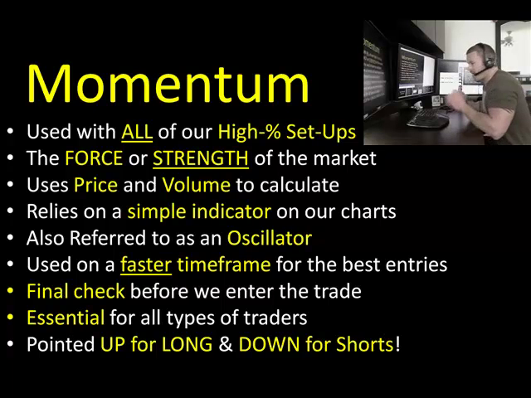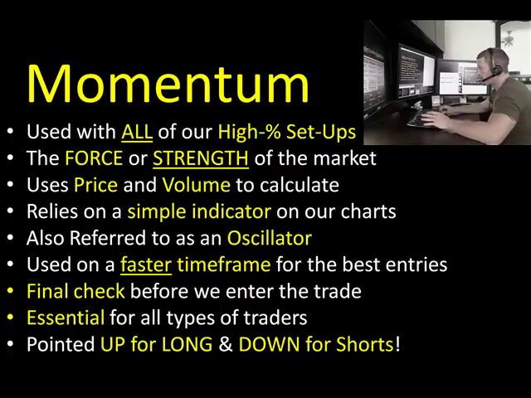And it's a final check before we enter a trade. It's essential for all types of traders, and it's actually really simple to understand, but can be more difficult to actually put into play in the market. Point it up for longs and pointing down for shorts. Sounds really easy. Momentum curls and points down, we want to go short. Momentum curls up from the bottom, we want to go long. Very easy to understand, but now we'll take a look at why it can be more difficult to execute with confidence with momentum.